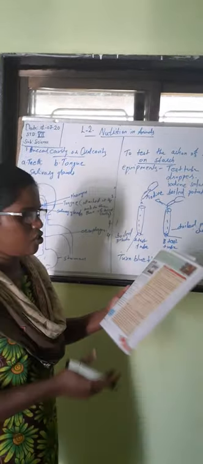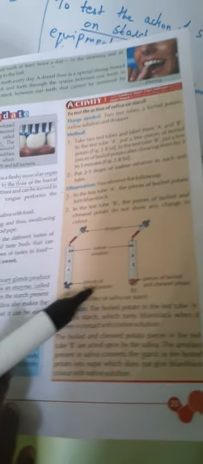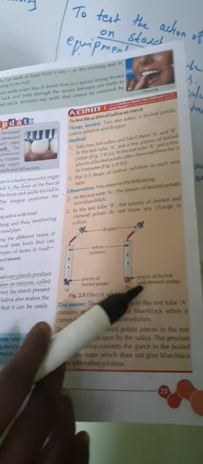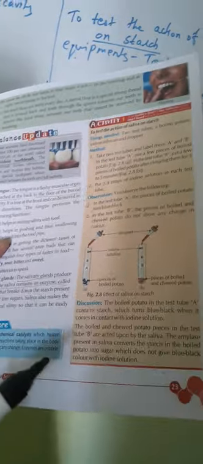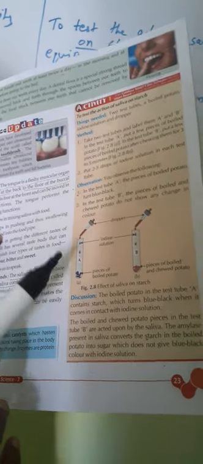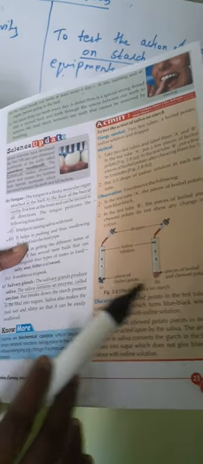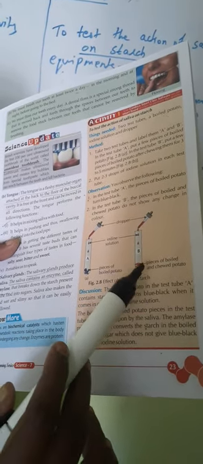Look here. Take test tube B, add iodine solution and a chewed piece of boiled potato, and observe. The boiled potato piece in test tube A turns blue black, while this one does not change.